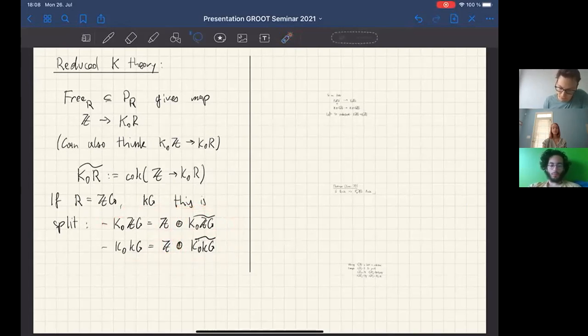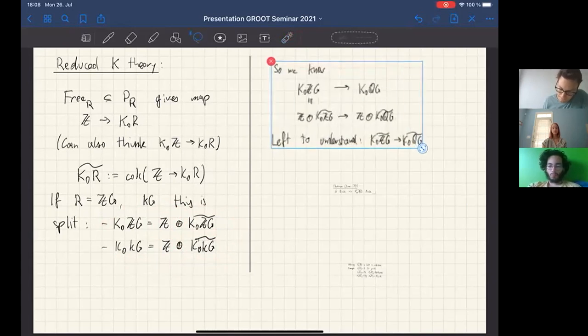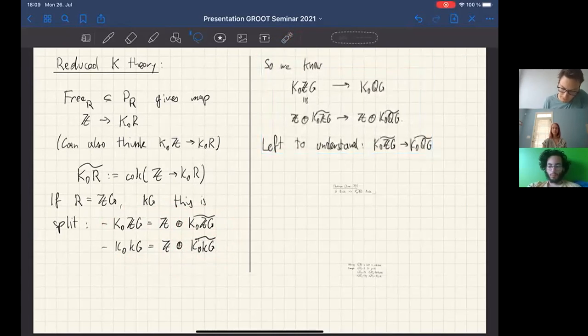So if we come back to the question that we were interested in, remember, we wanted to understand K0 of the integral group ring to the rational group ring. So we had this free part, and on this it's an isomorphism. If I send a free module to a free module, then this is exactly the identification. So we're left to understand this split summand, because this split is natural. So we're left to understand this with the twiddles on, the reduced K-theory.